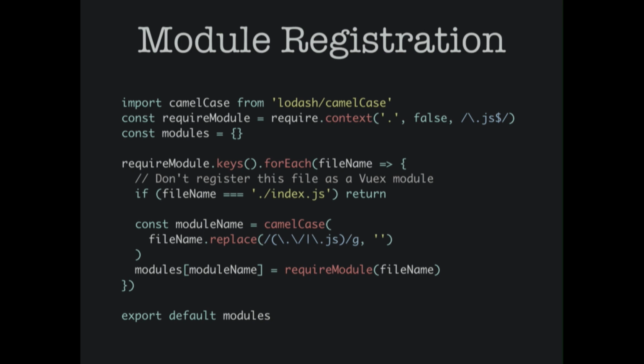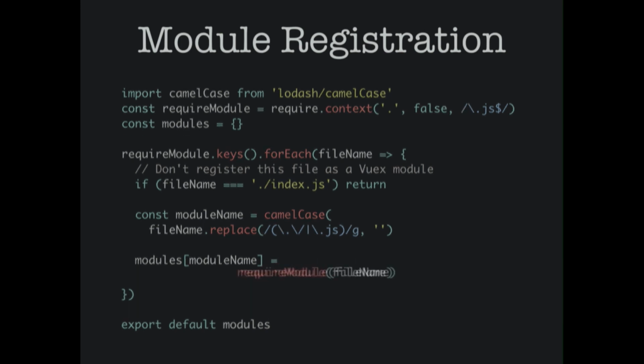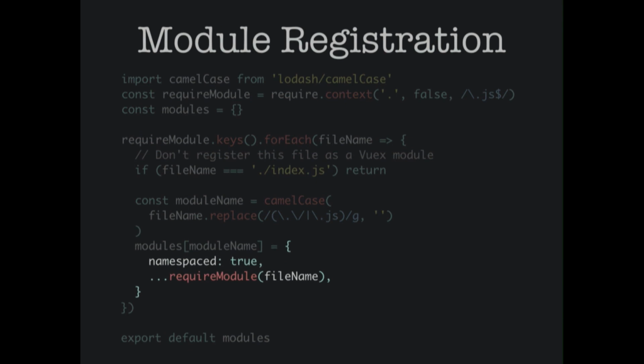And there's one other optimization that I want to show you that I often like to do here. If you like namespaced modules, or if you want to set some other kind of default option for all of your modules, you can do that here by setting namespace to true, which is false by default for Vuex modules, and then add in the rest of the module options there.